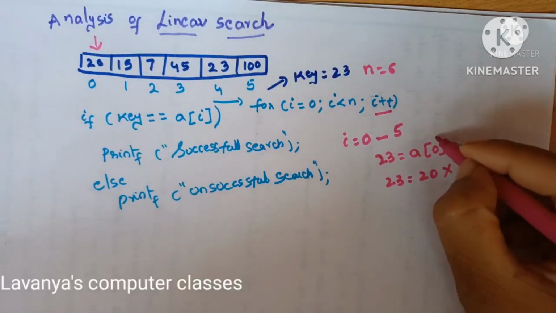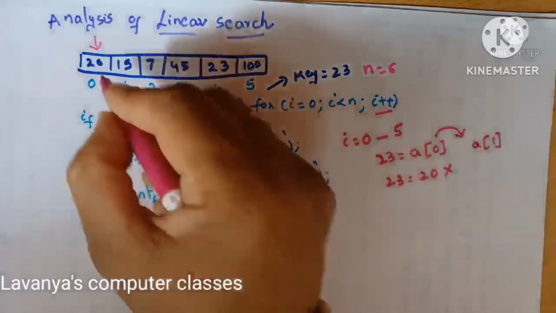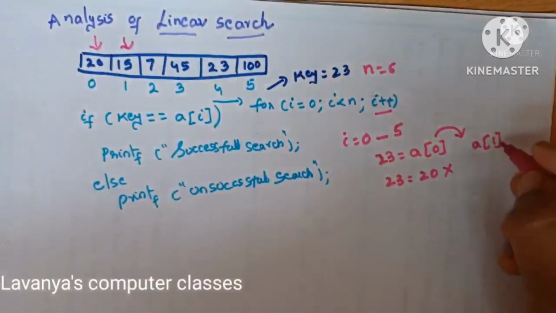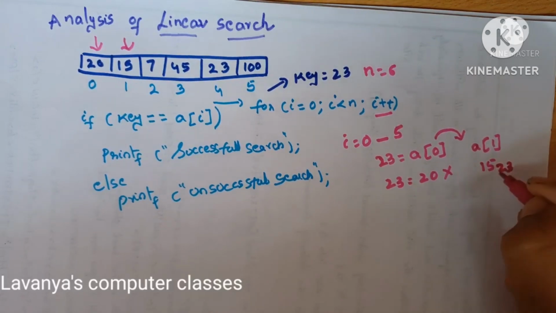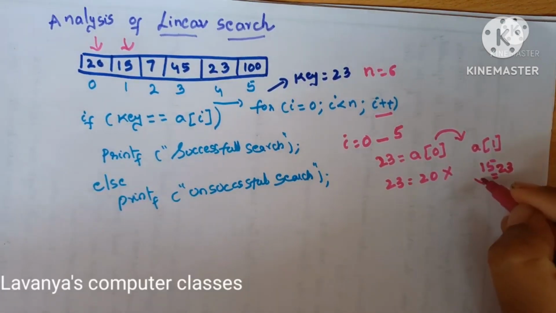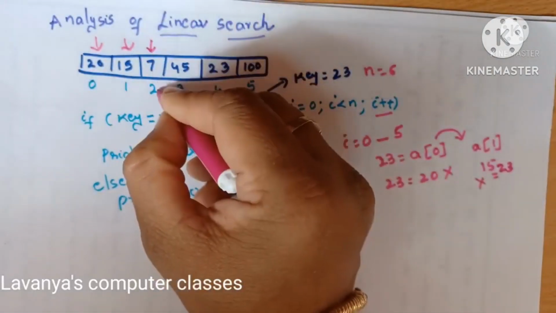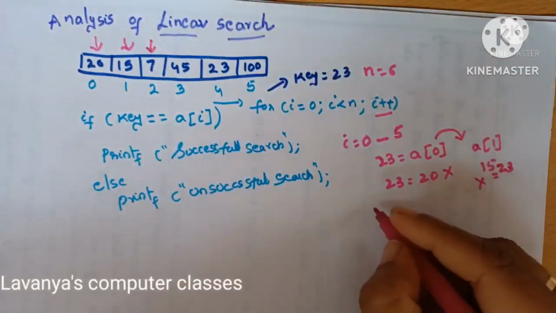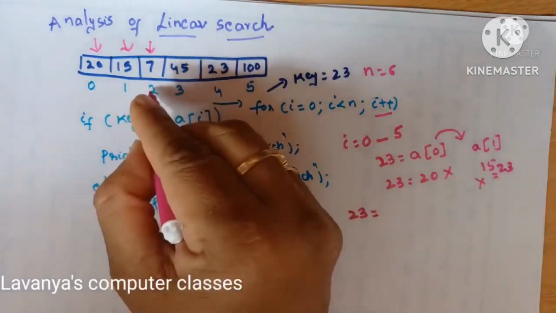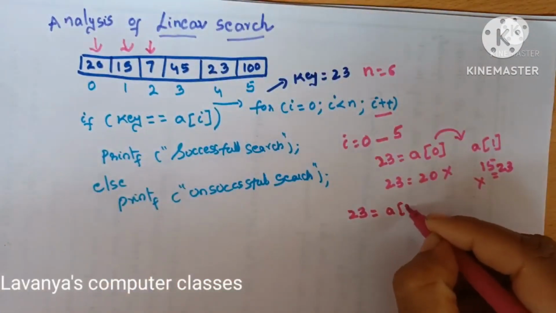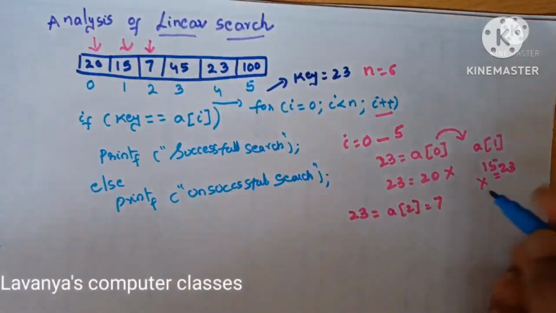So then we go for I plus plus. I value is 0, now it is incremented to 1. A of 1 is 15, and the key element is 23. Is 15 equal to 23? No, this is also wrong. Then again I plus plus, I value is coming to second place. That is 7. Key value is 23. What is a of 2? A of 2 is 7. Is 23 equal to 7? No, here also the condition is wrong.